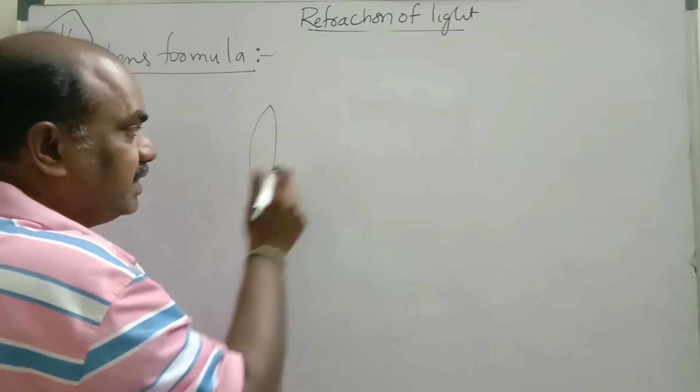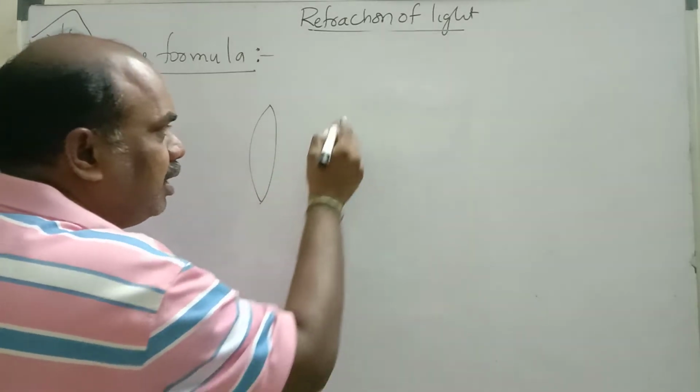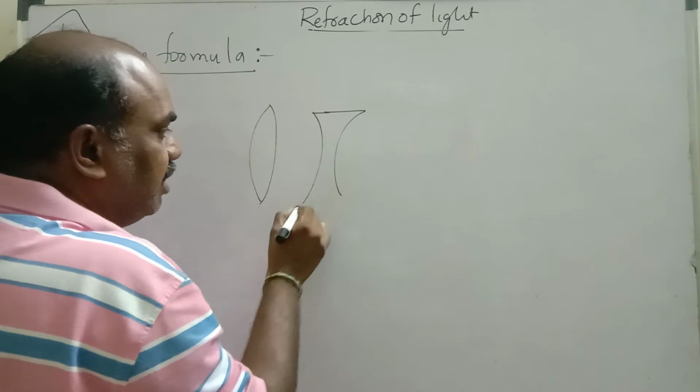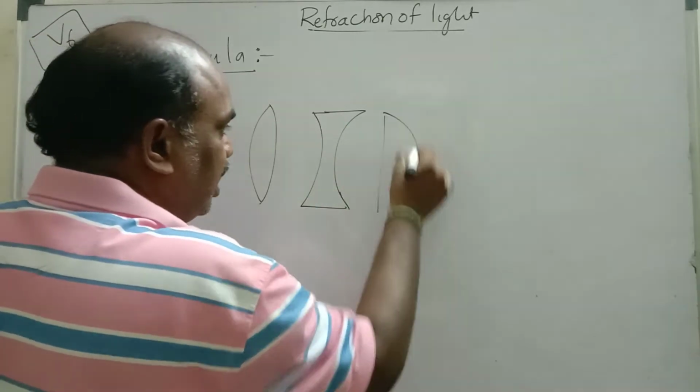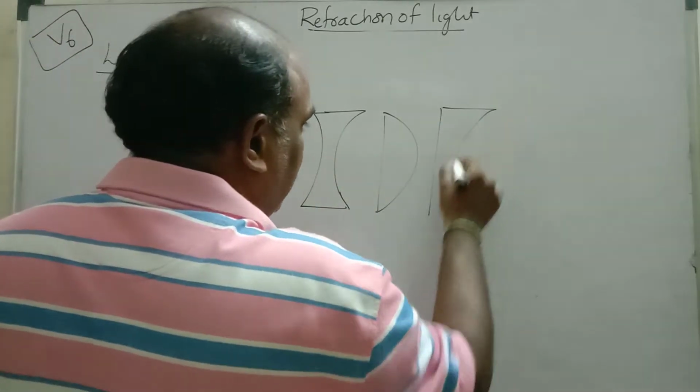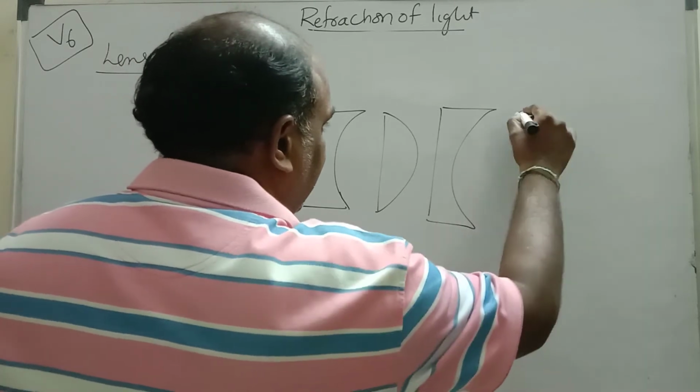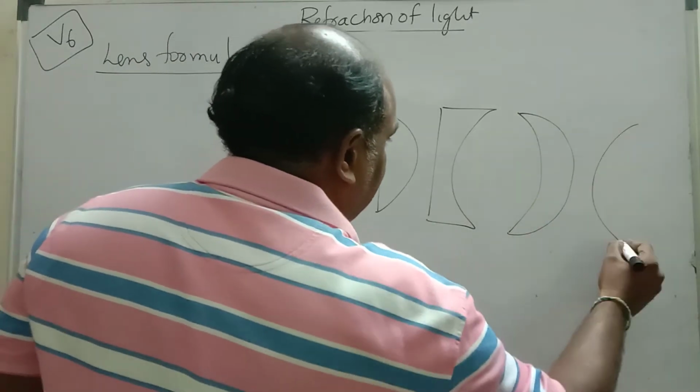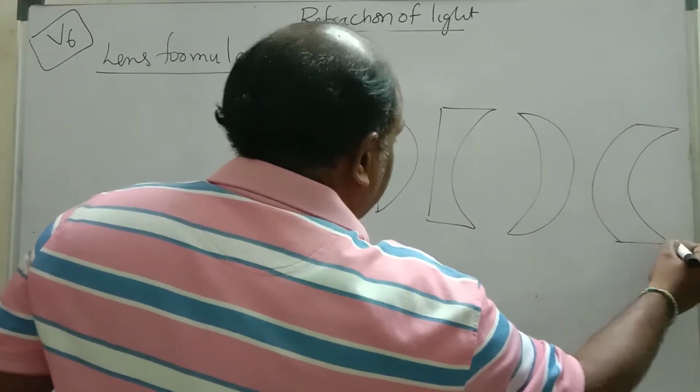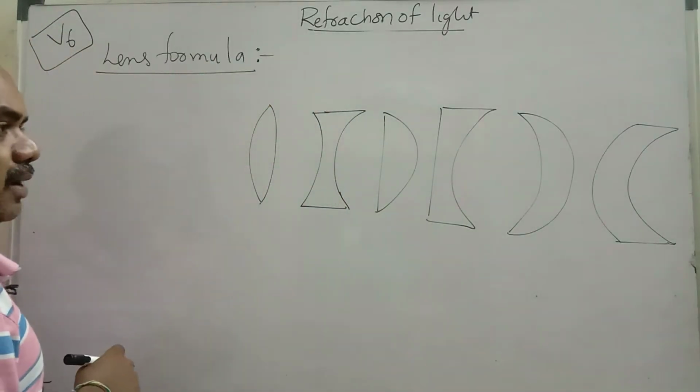This is biconvex lens used to rectify hypermetropia. This is biconcave lens. This is plano-convex lens. This is plano-concave lens. This is concavo-convex lens. This is convexo-concave lens. Like that, different types of lenses we saw.